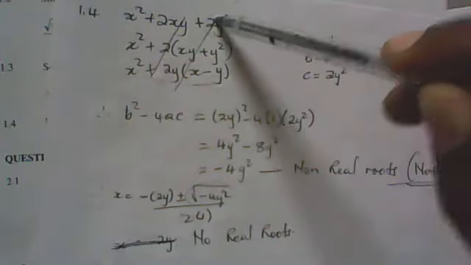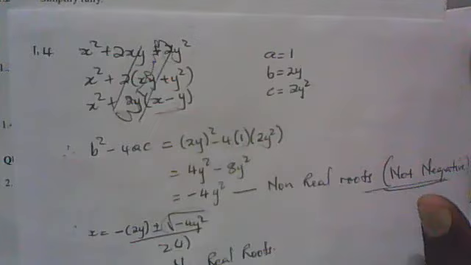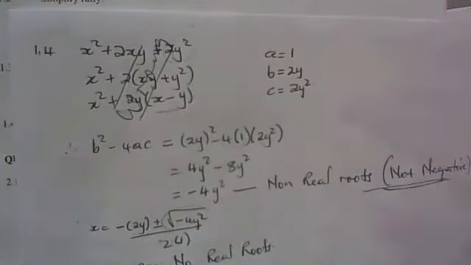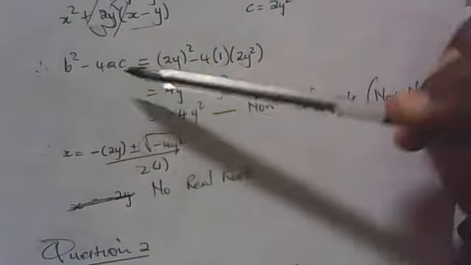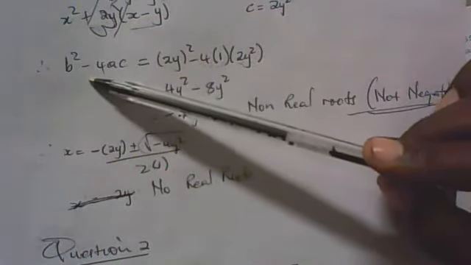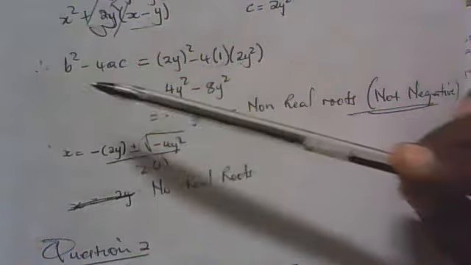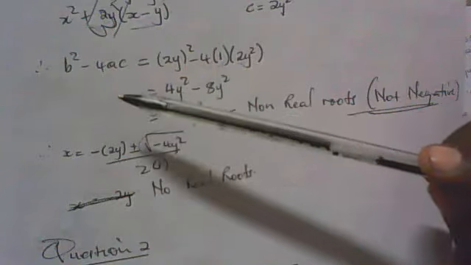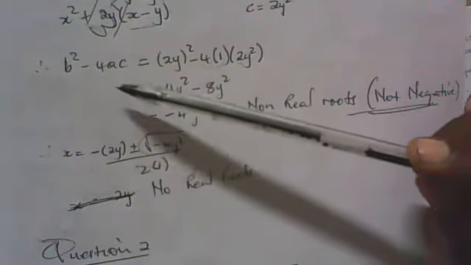So what is needed is you get rid of this. Don't do that. This is wrong. You go your own way. You have a is 1, b is 2y, and then c is 2y squared. Then you use the discriminant, that is delta. Now, the discriminant will determine the roots of that particular expression if it was an equation.